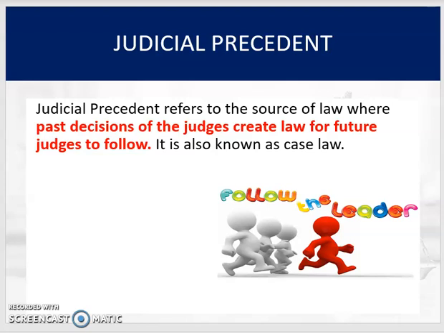So if we have a look at what judicial precedent is, you can see here that the slide says that precedent refers to the source of law where past decisions of judges create law for future judges to follow. And it's based on stare decisis, which means to stand by previous decisions. What we're saying with that is once a point of law has been decided in a particular case, that law must be applied in all future cases containing the same facts. So if you imagine here on this little picture, if this is a case that was set today by the Supreme Court, we would want to follow that decision in all the cases that follow it.